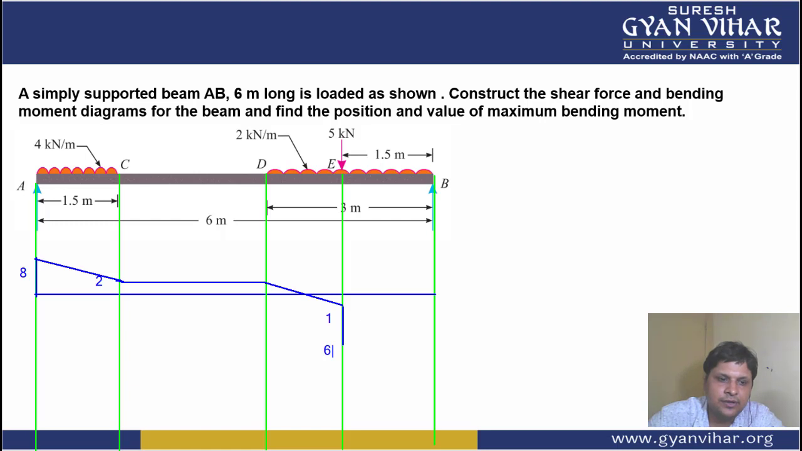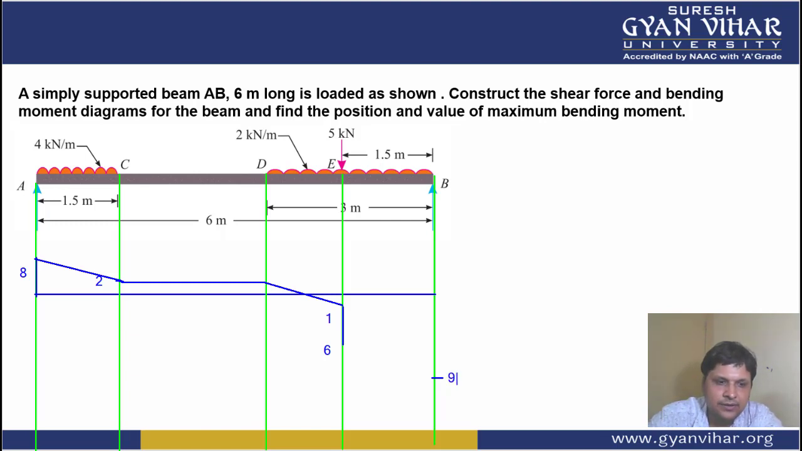Then after, from this to point B you have a UDL again, and the value of this is 2 kilonewton per meter is the UDL and 1.5 meter is the distance. So again 3. So from 6 to this point B, at point B you have a value equal to minus 6 minus 3, that will be equal to minus 9.